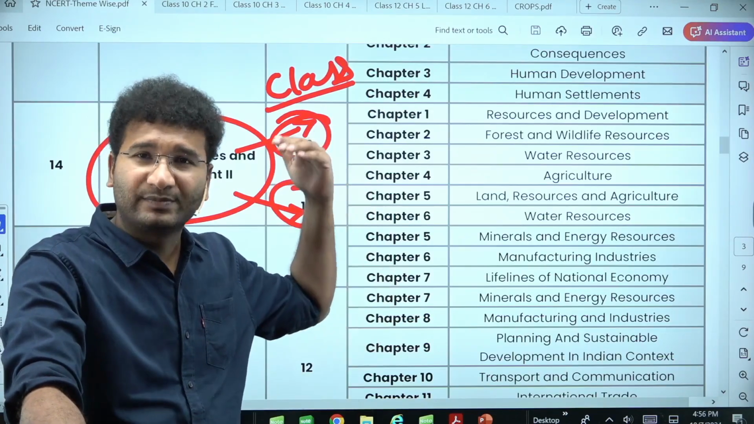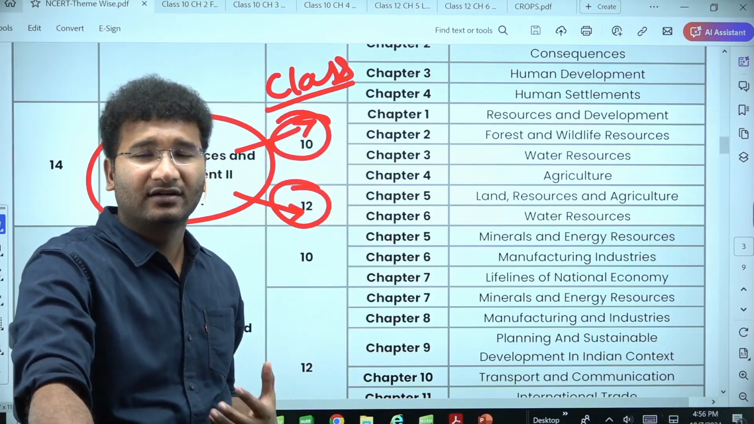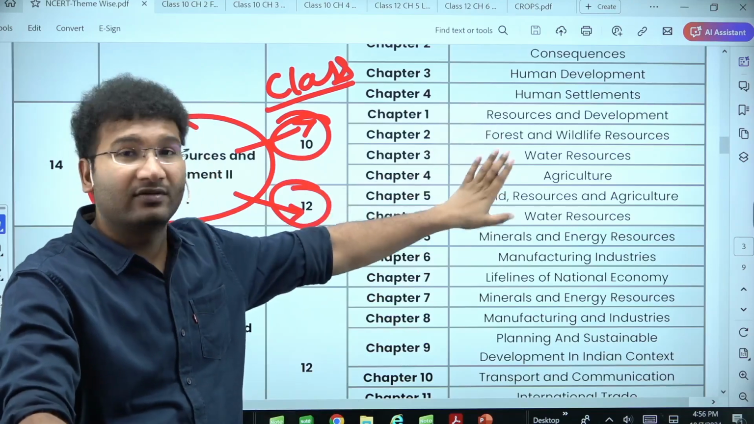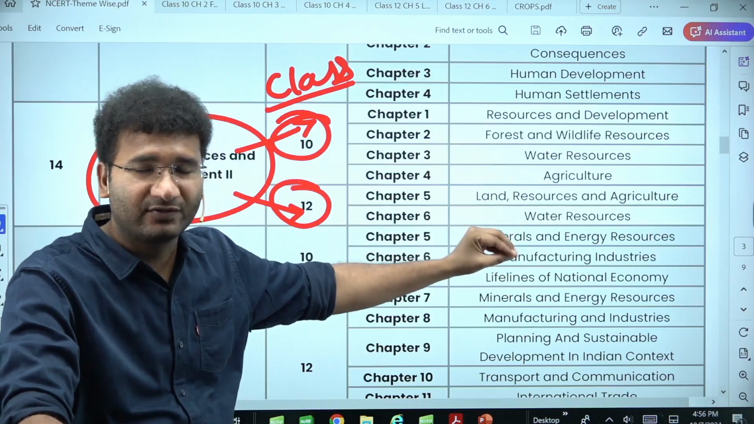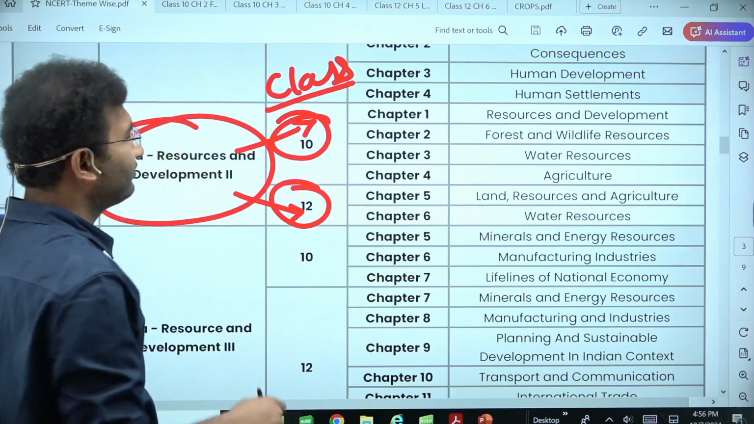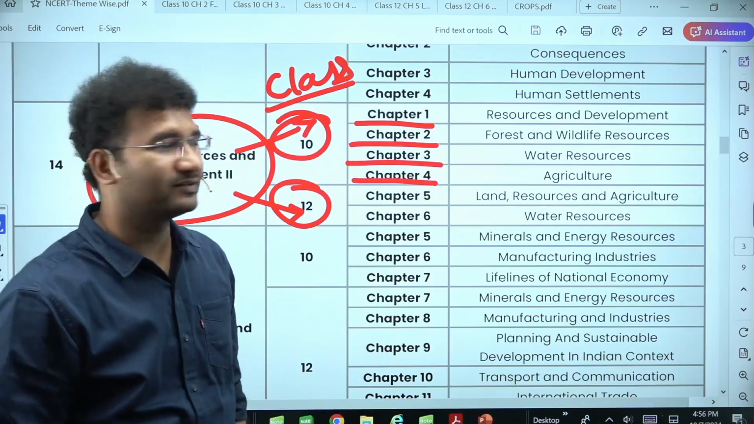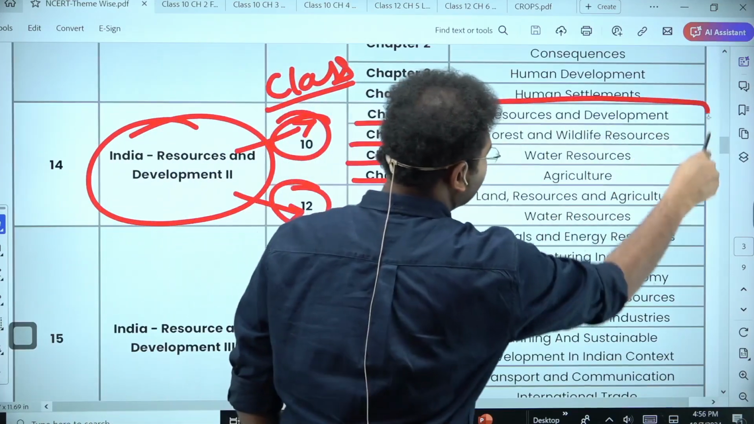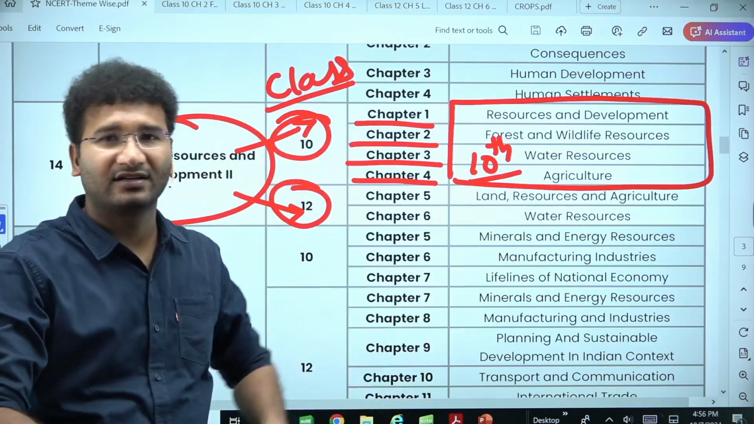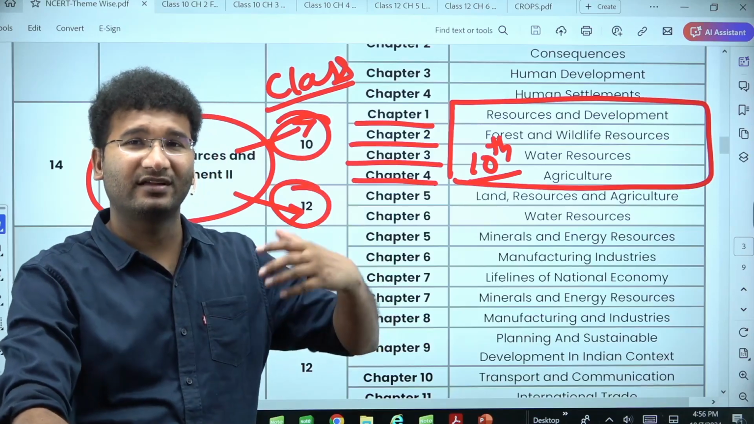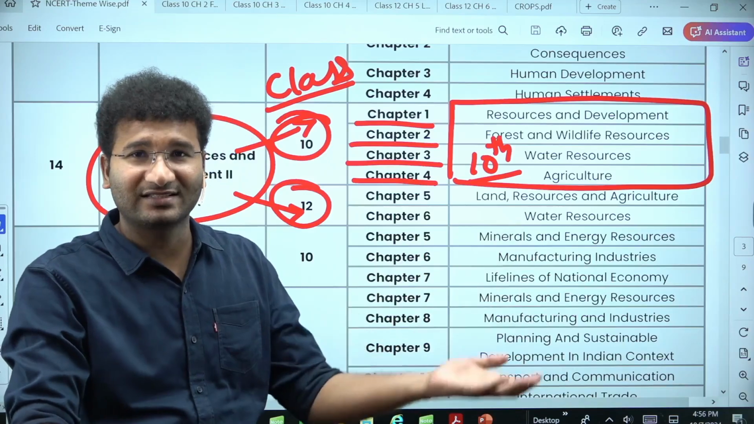So resources basically we have done: there are minerals, mines, land, water, like that. In India also you have them. But this is one chapter that is with respect to India, so we'll be confining ourselves to India itself. Chapter number 1, chapter number 2, 3, 4, these are the 4 chapters which are associated with resources from the class 10. In chapter number 1, resource and development; chapter number 2 deals with forest as a resource, how forest is acting as a resource.